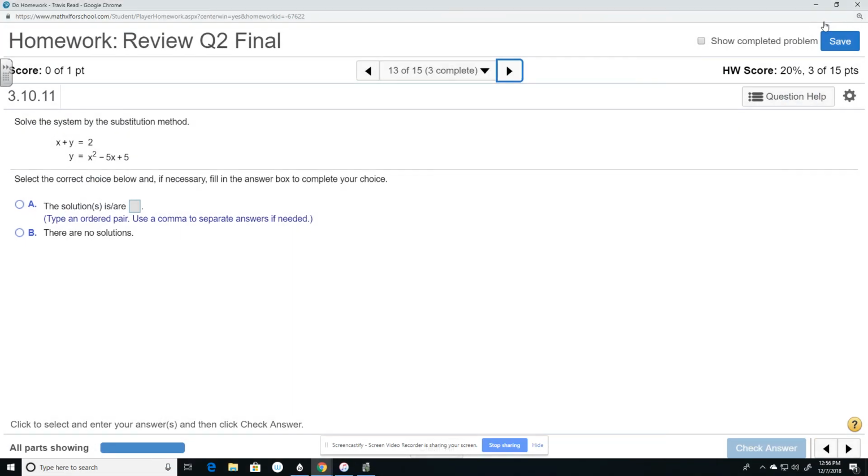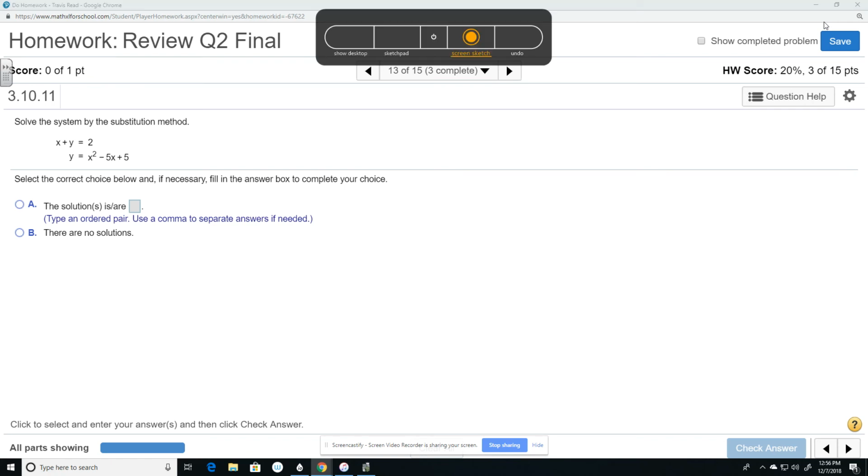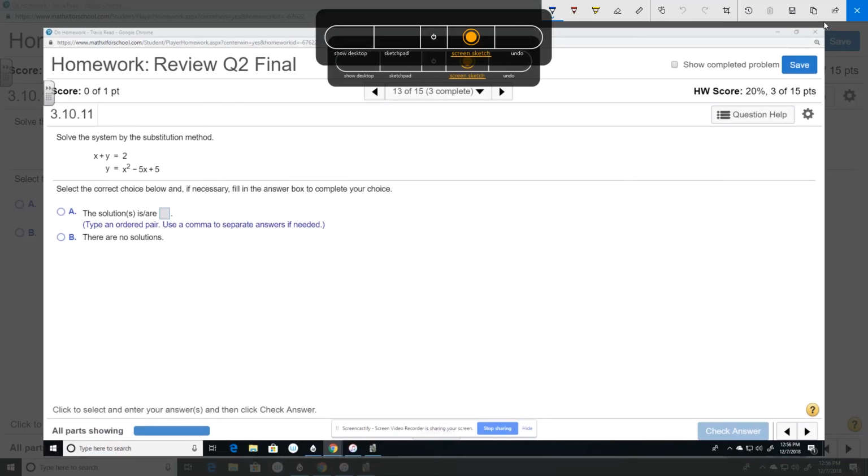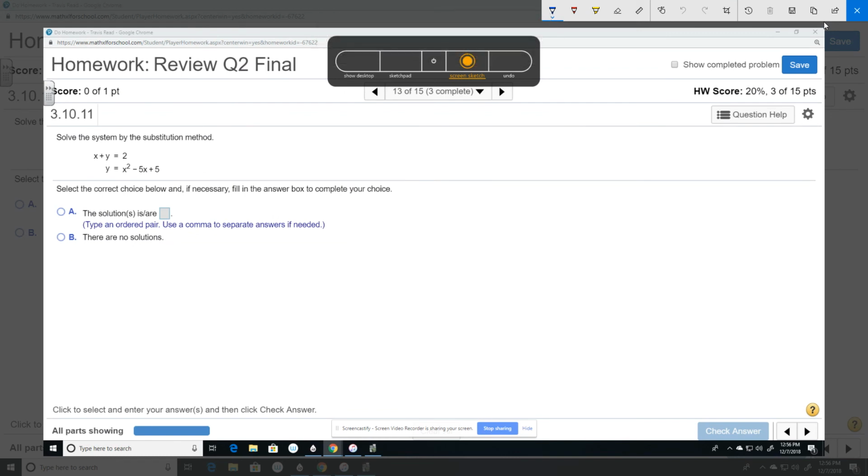All right, 13. Couple more to go. Solve the system by using the elimination method. So x plus y equals 2 and y equals x squared minus 5x plus 5. So I'm going to take this y and I'm going to plug it in for that y. So I get x plus, so there's my x plus y, which I'm going to replace with x squared minus 5x plus 5 equals 2.